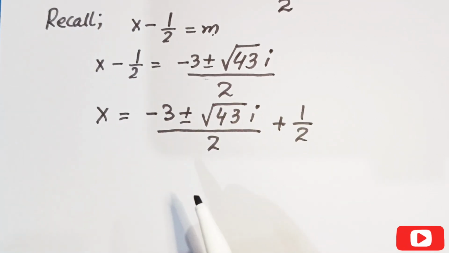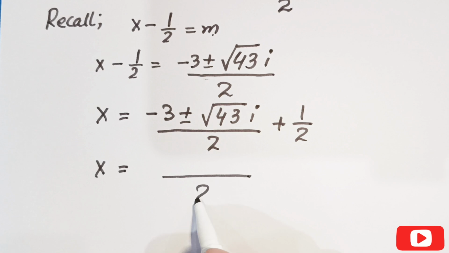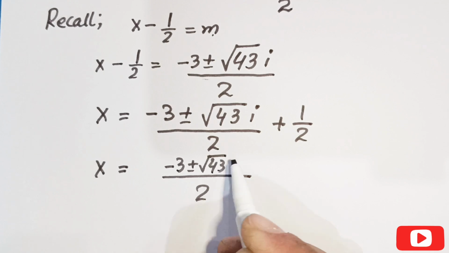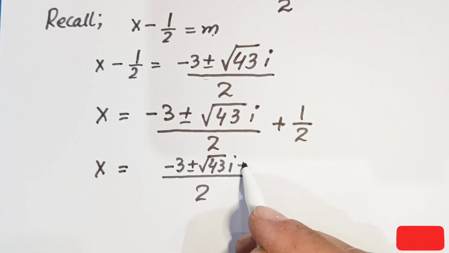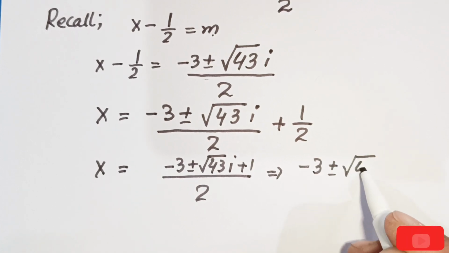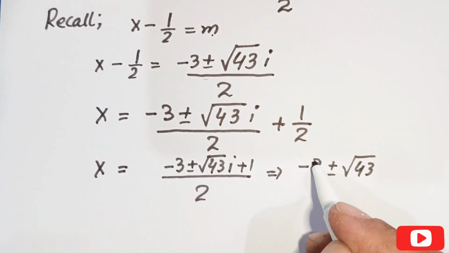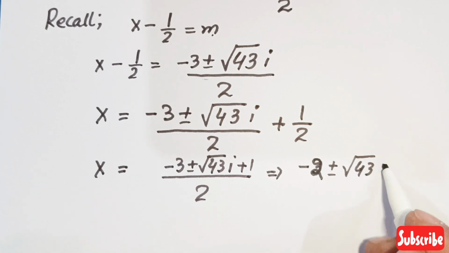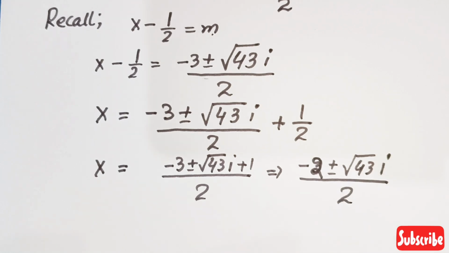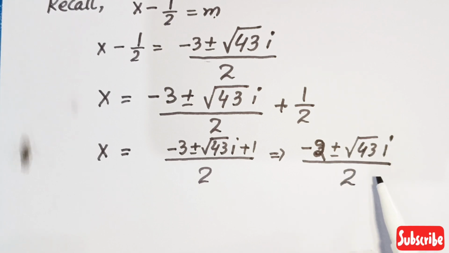Now by taking the common denominator, we will get 2, and here minus 3 plus minus square root of 43 i, and here we just write plus 1. So our next step is minus 3 plus minus square root of 43 i, and this minus 3 plus 1 we will get minus 2. So here we write minus 2 plus minus square root of 43 i all over 2. So it is the value of x, that is minus 2 plus minus square root of 43 i all over 2.